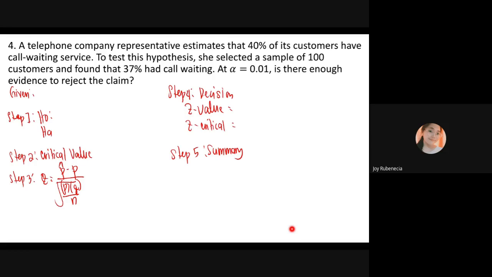Kagigising lang ni John Ray. Two minutes.